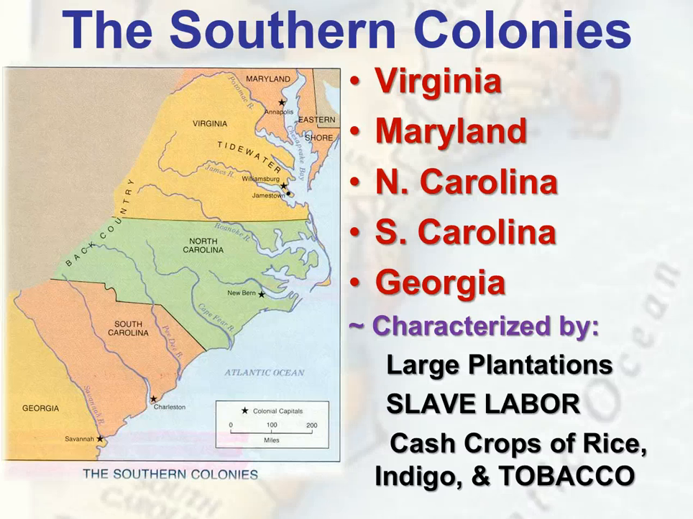The New England colonies didn't have that. They didn't have the land, they didn't have the climate. They have to live different lives, and those differences are definitely going to play a role in the shaping of our country.